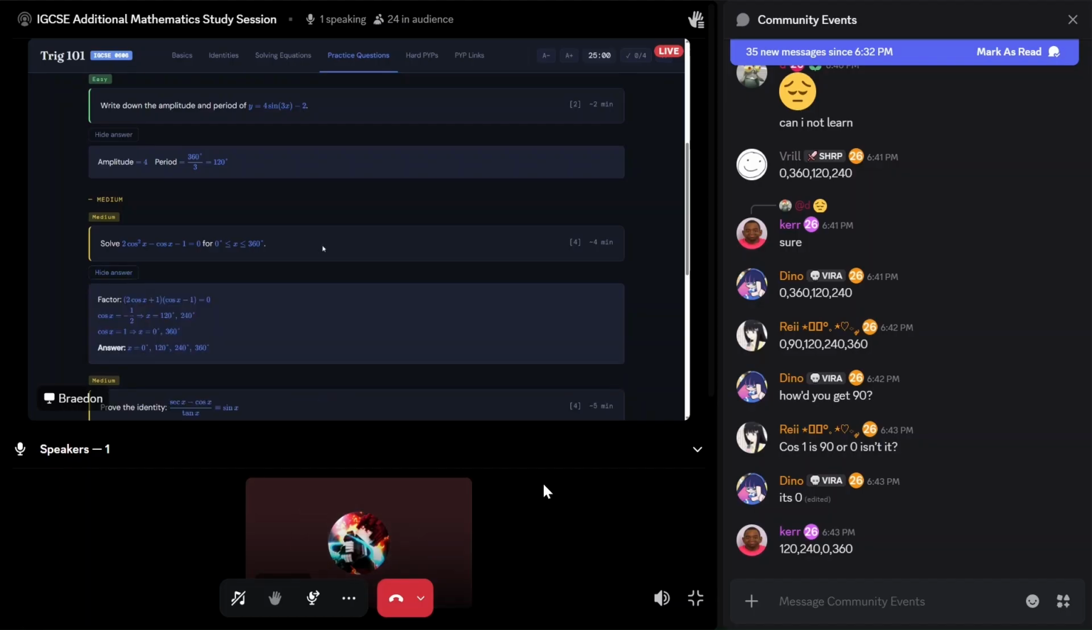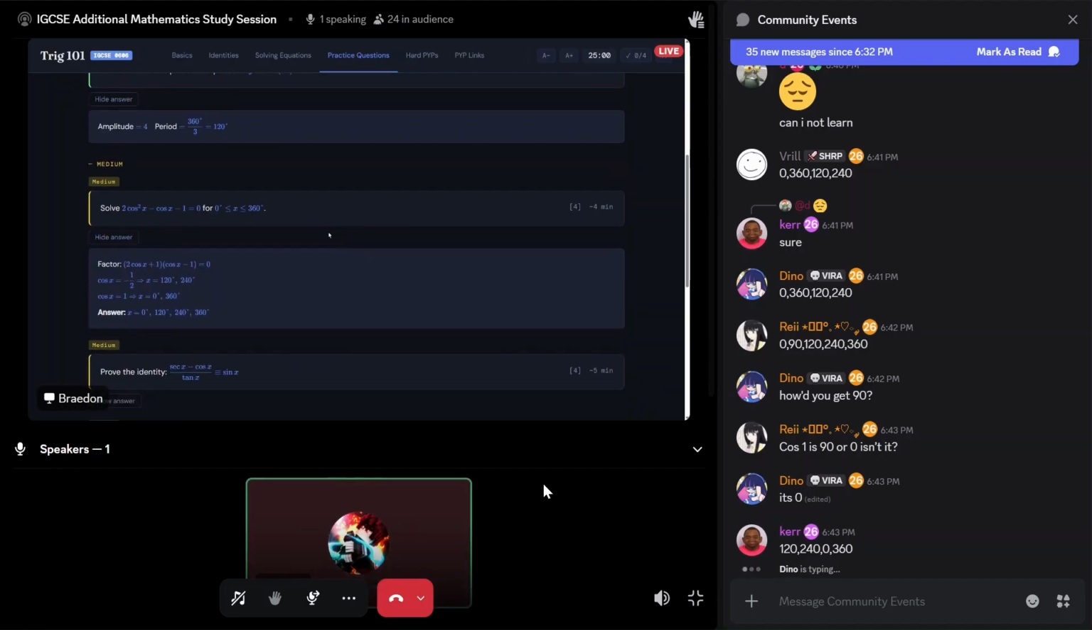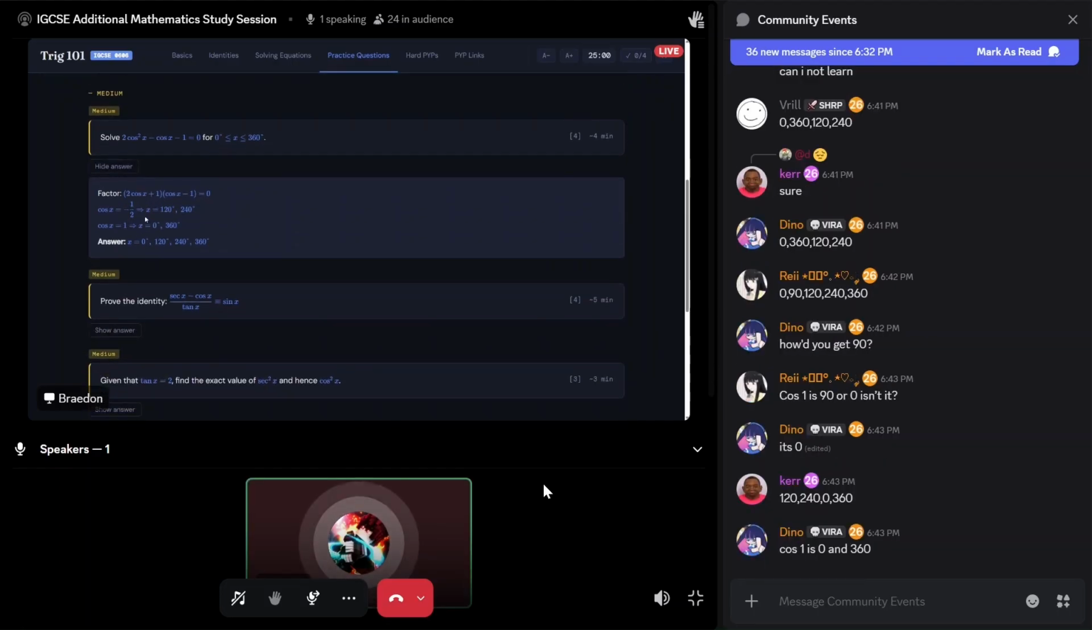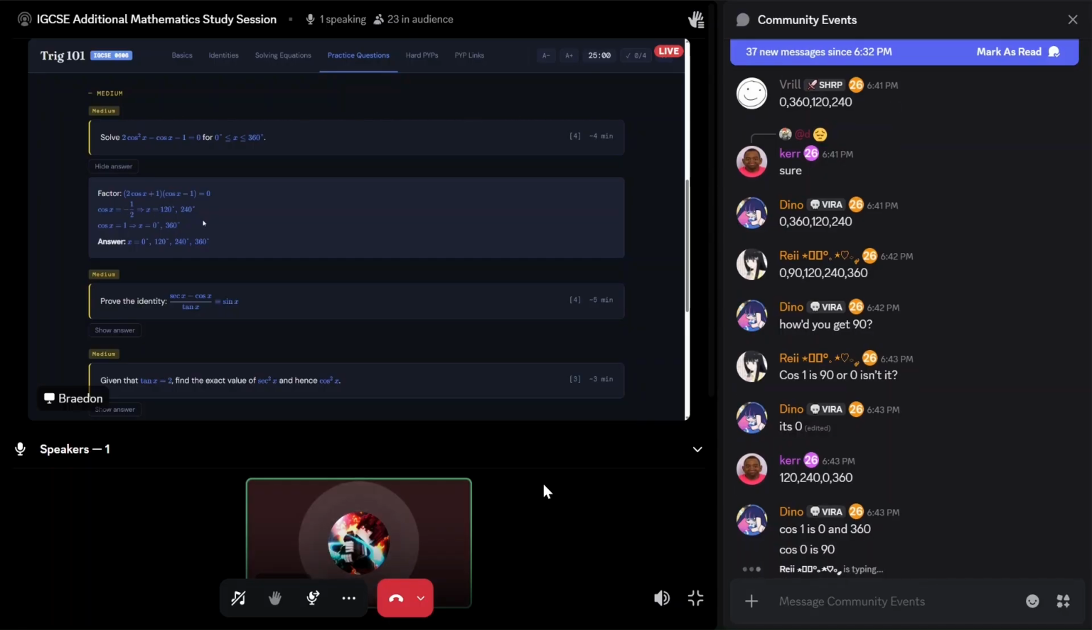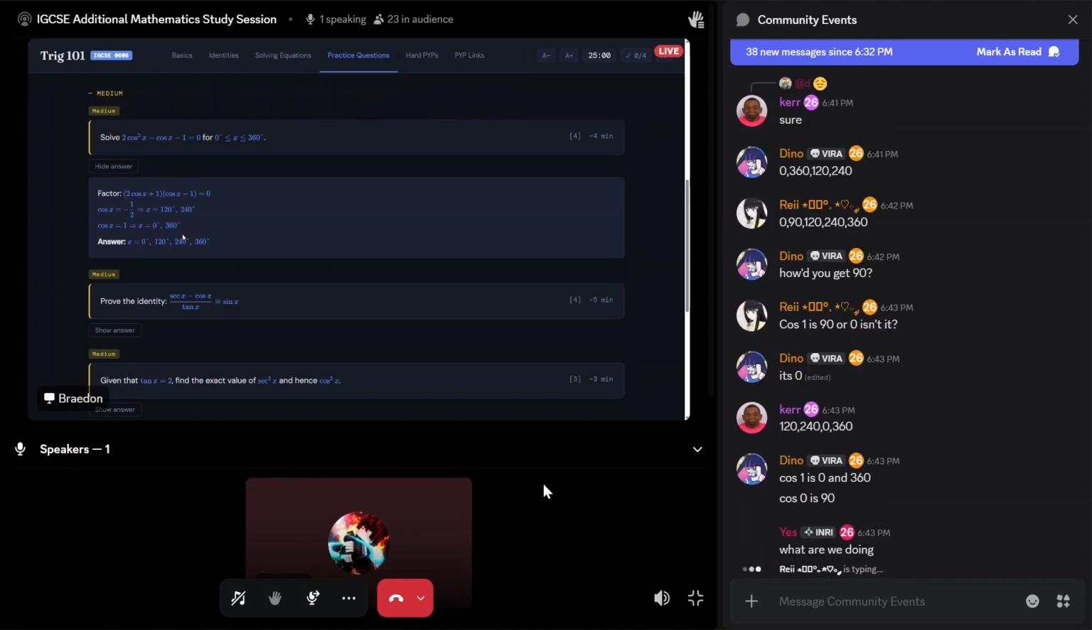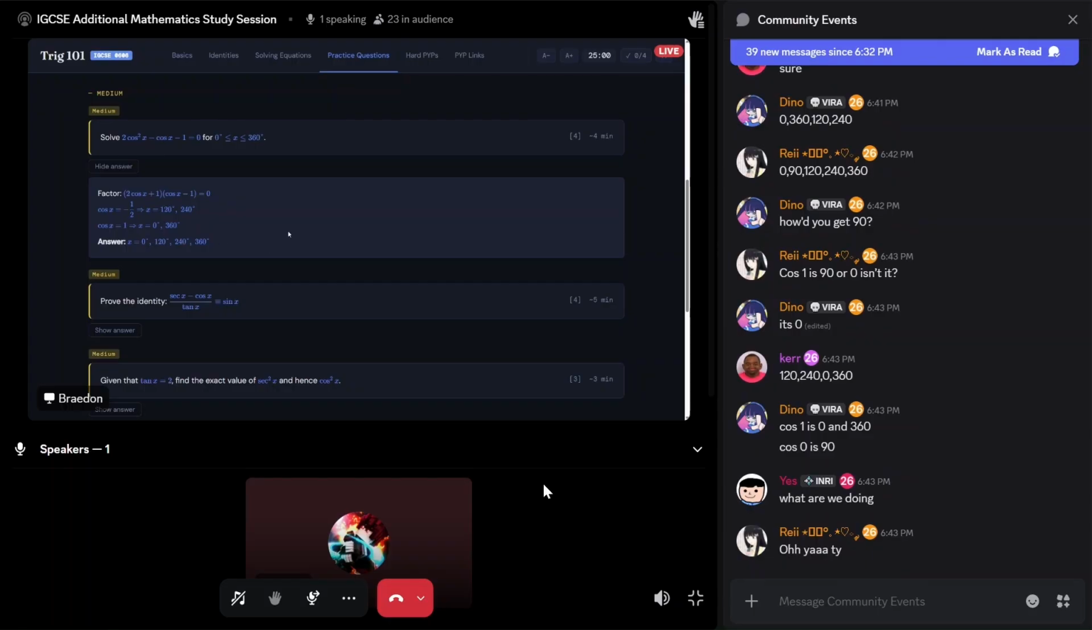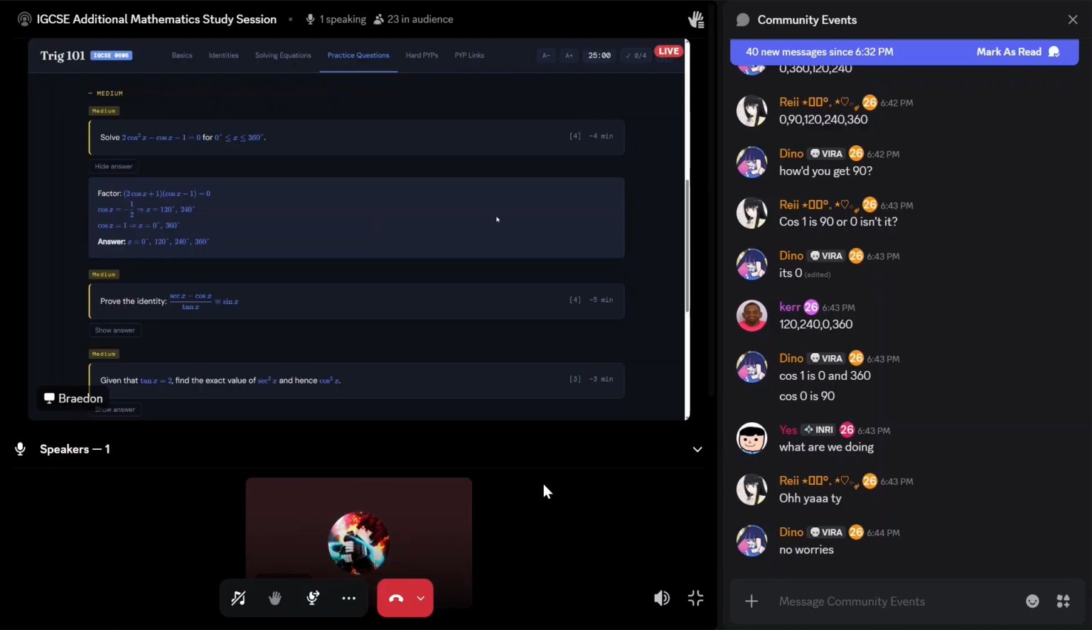Okay, so it's a quadratic. You factorize it out to cos x plus 1, cos x minus 1 equals 0. And with this, you have two answers, so you solve both. For cos x equals negative 1 over 2, that's 120, 240. Cos x equals 1, that's 0 and 360. We're doing a crash course on trigonometry. So most of y'all got this correct.